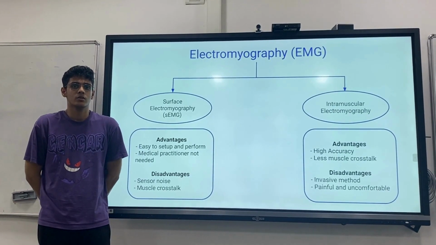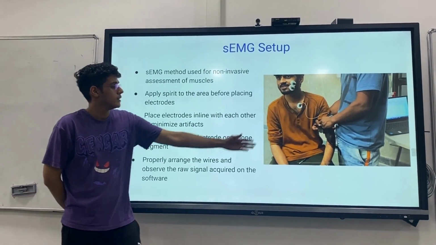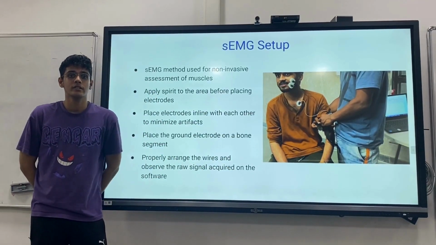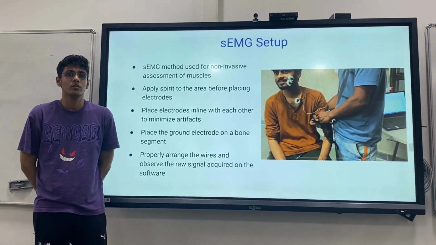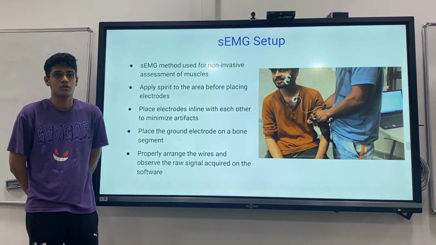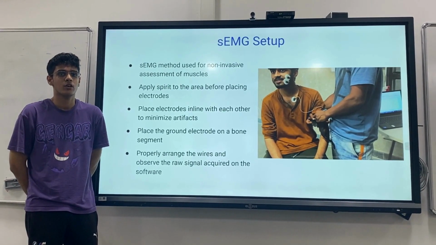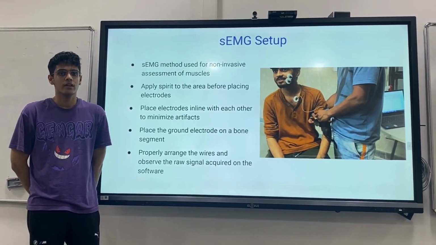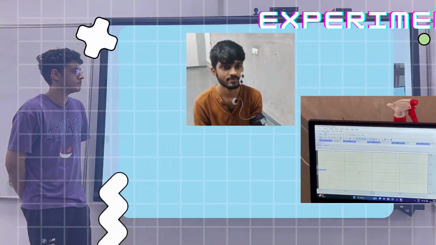Before connecting electrodes for data acquisition, we applied spirit on the skin of interest. We connected the ground electrode to the collarbones and placed the other electrodes in line to each other near the zygomatic major muscle. Now let's see how we acquired the data.